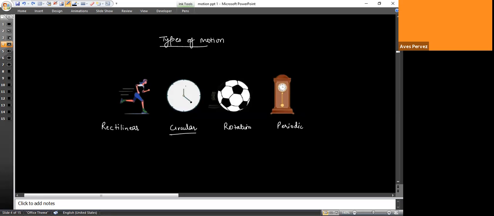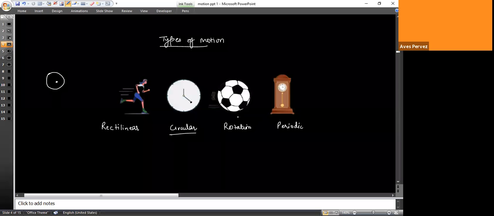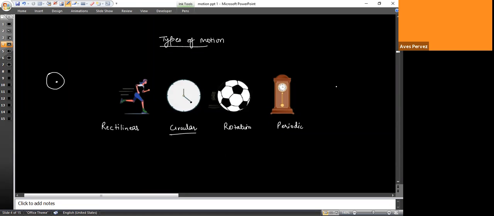If an object is moving around a fixed point, we can take this as a fixed point. If an object is moving around a fixed point, then we will consider it as a circular motion. Another motion is rotational motion. Rotational motion means rotating about an axis, like the earth also rotates and circulates.